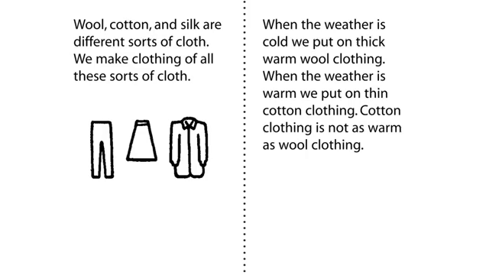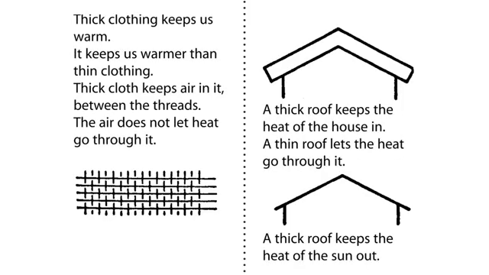Wool, cotton, and silk are different sorts of cloth. We make clothing of all these sorts of cloth. When the weather is cold, we put on thick, warm wool clothing. When the weather is warm, we put on thin cotton clothing. Cotton clothing is not as warm as wool clothing. Thick clothing keeps us warm. It keeps us warmer than thin clothing.